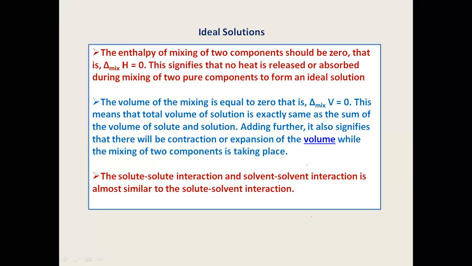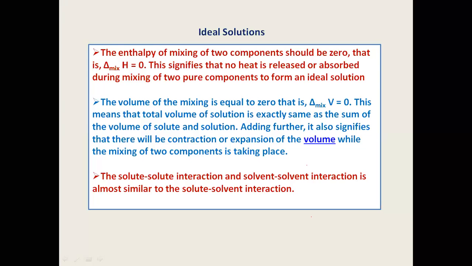The enthalpy of mixing should be 0. Delta H mix should be 0. What do you mean by enthalpy of mixing? It is the heat change which occurs during mixing. If the components are going to form ideal solutions, then during mixing, heat should not be liberated and should not be absorbed. There should be absolutely no heat change during mixing. Benzene plus toluene is an ideal solution.